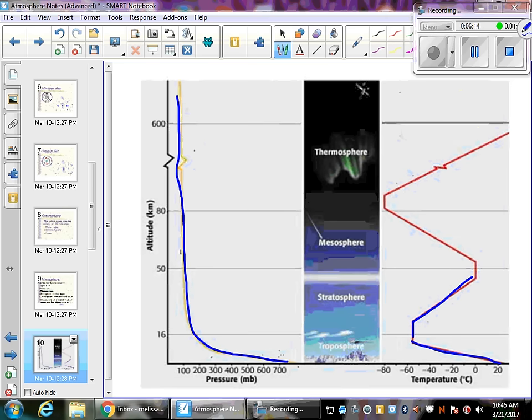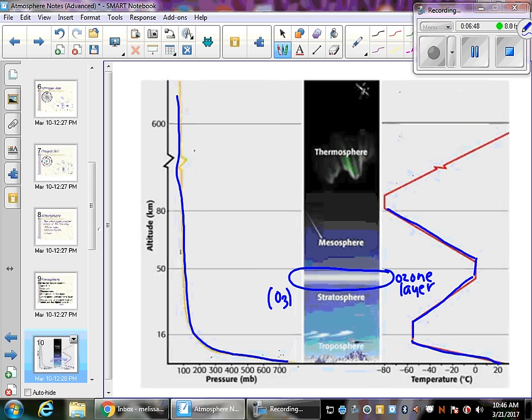The reason why it starts to get warmer there is because of this thing here called the ozone layer. Now, the ozone layer is actually made out of oxygen. It's O3. And what it does is it blocks radiation from the sun. It absorbs a bunch of radiation, so that helps keep that layer warm. It's super important because if we didn't have the ozone layer, all the radiation from the sun would make its way to the surface of the Earth, which would be bad for us to have that much radiation. So it's super important.